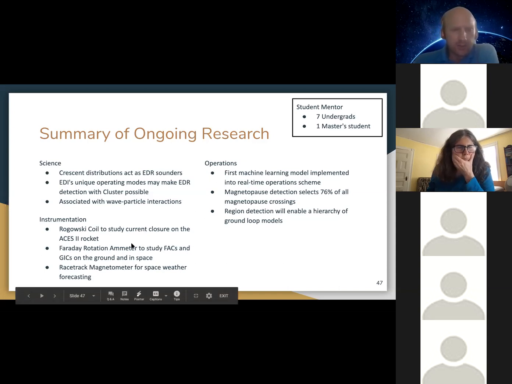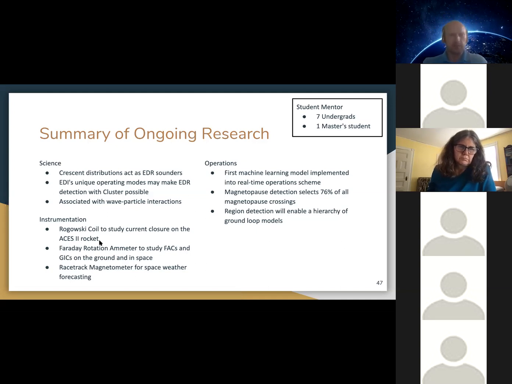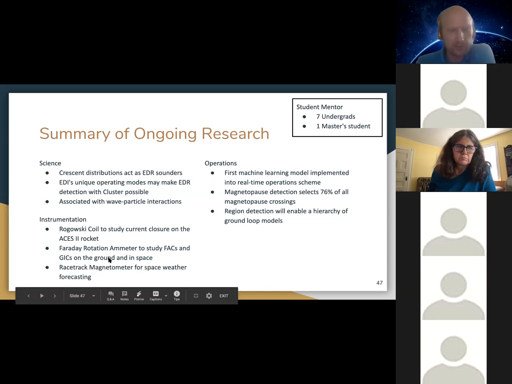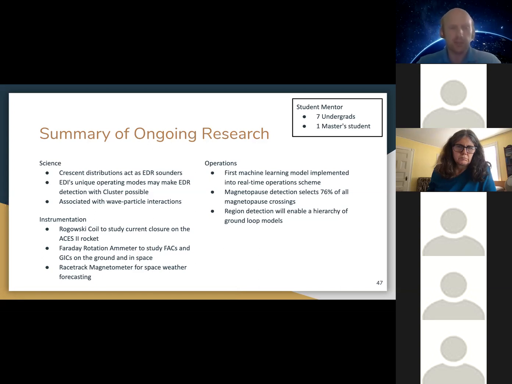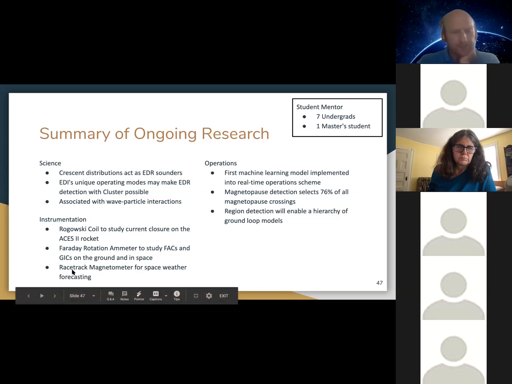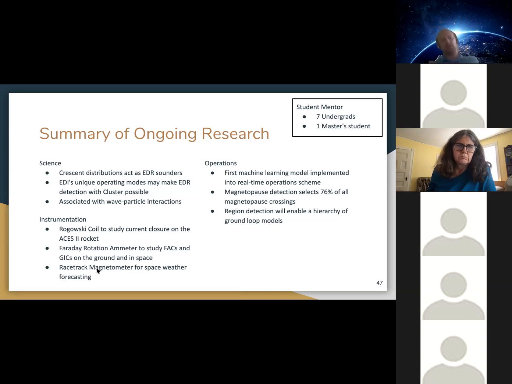For instrumentation, I have the Rogowski Coil, the Faraday rotation ammeter, and the Racetrack Magnetometer. The Rogowski Coil and the FRA can be used to study field-aligned currents and closure and magnetosphere-ionosphere coupling. And the FRA can also be used to look at GICs and get a better understanding of how our electrical grid infrastructure is being affected by geomagnetic activity. The Racetrack Magnetometer is being flown on the solar wind follow-on mission and will be used for space weather forecasting and operations.